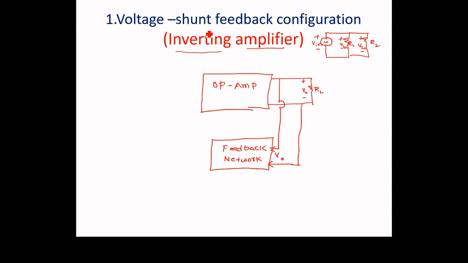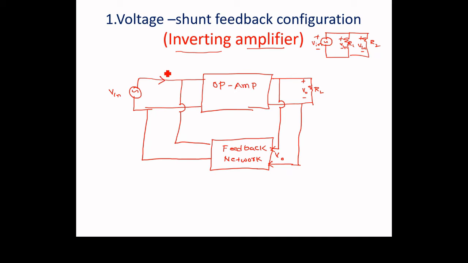Now how are we giving it in shunt? At the input we are giving in shunt, so at the input also we need to connect in shunt, with respect to the input voltage. So this is the shunt connection, right?